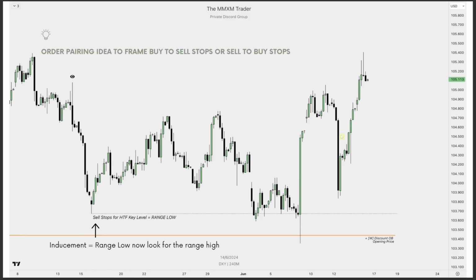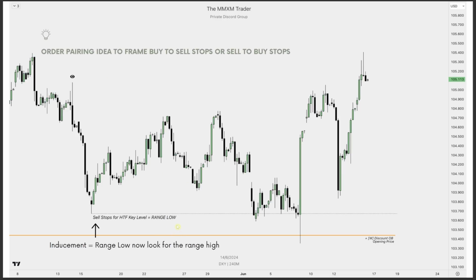Now think about the checklist, right? We need to use the higher time frame context and put it down into a lower time frame chart. So we have this inducement range low, right? So we want to pair up the sell stops that are resting here with the buy stops resting up higher. So what do we need?